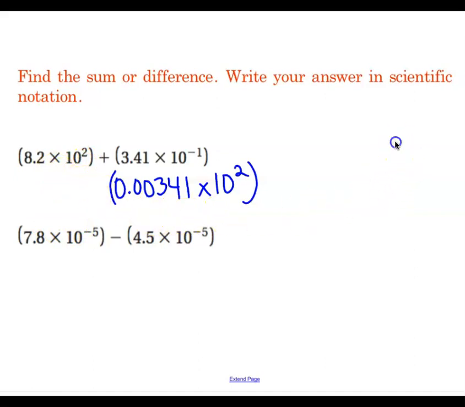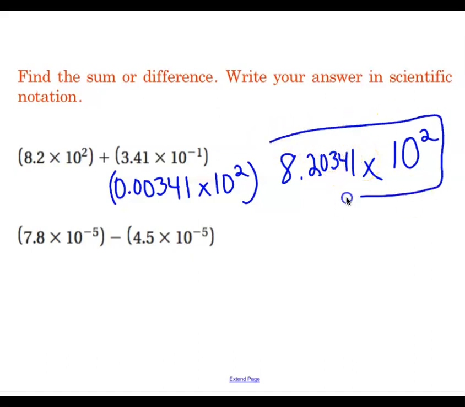And now when I have them both at the same power, I keep my 10 to the second power and I'm going to add my factors. So I add 8 and 2 tenths plus 341 hundred thousandths, and I get 8 and 20,341 hundred thousandths. So that is my answer. It's in scientific notation.